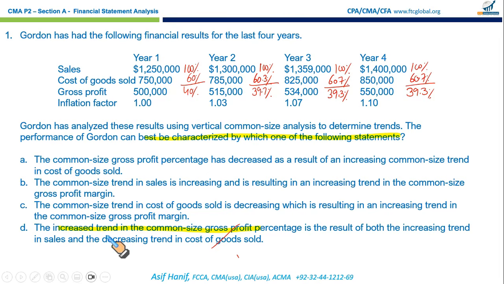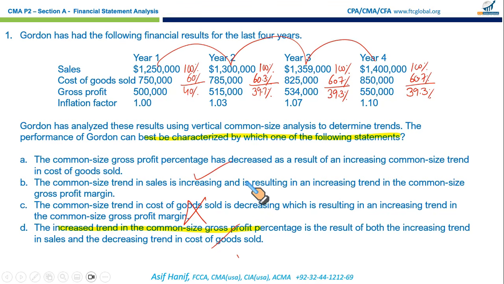What about option C? The common size trend in cost of goods sold is decreasing. Wrong. Cost of goods sold is showing an increasing trend as a percentage of sales: 60, 60.3, 60.7, 60.7. So this is incorrect as well. What about B? The common size trend in sales is increasing, and this part is correct. Sales in total are going up: 1.25, 1.3, 1.359 and 1.4. Agree. First part of the statement is correct.